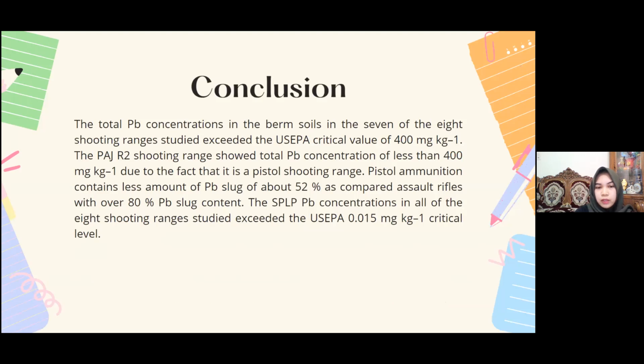The conclusion of this material about lead pollution of shooting range soils is that the total lead concentration in the berm soils in 7 of the 8 shooting ranges exceeded the U.S. Environmental Protection Agency critical value of 400 mg per kilogram. The PAJ R2 shooting range showed a total lead concentration of less than 400 mg per kilogram due to the fact that it is a pistol shooting range. Pistol ammunition contains a lesser amount of lead slug, about 52%, as compared to assault rifles with over 80% lead slug content. The SPLP lead concentration in all of the 8 shooting ranges exceeded the U.S. Environmental Protection Agency 0.015 mg per kilogram critical level.